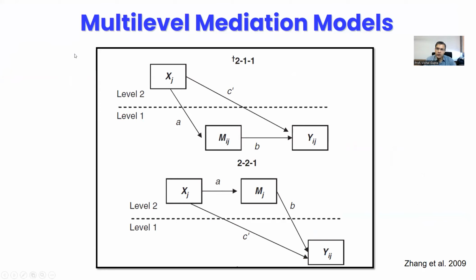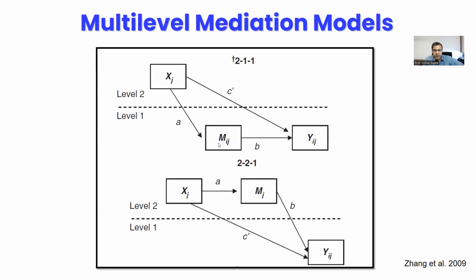I said we will discuss two models, the W.HRS solved problem in set 3. So we said that in the 2-1-1 model, you have the antecedent at level 2, the mediator at level 1, and the outcome also at level 1. In the 2-to-1 model, the antecedent X and the mediator M are both at level 2, that is why 2, 2, and then the outcome is at level 1.